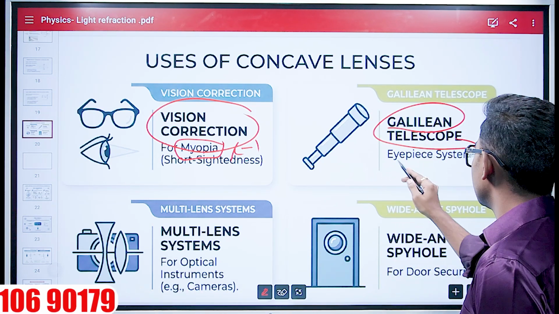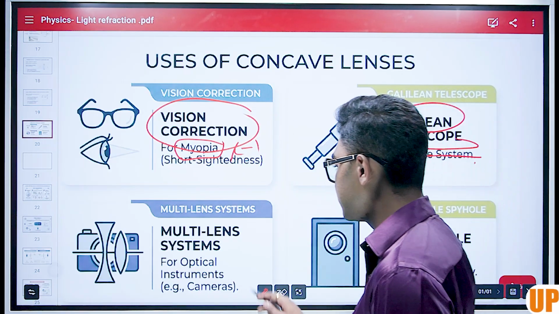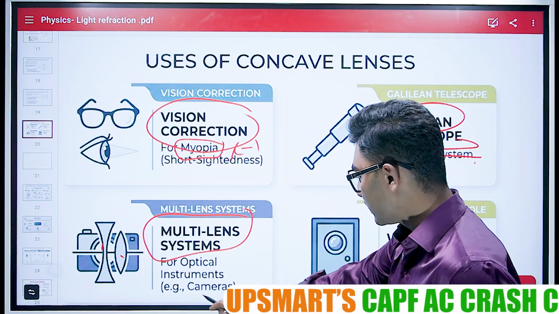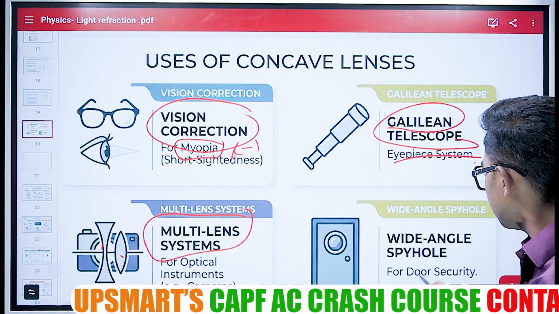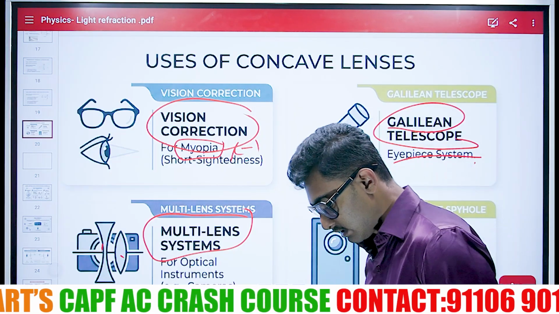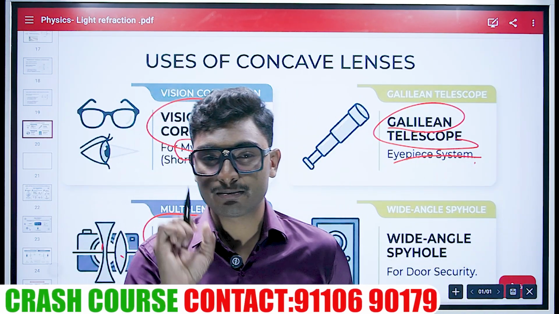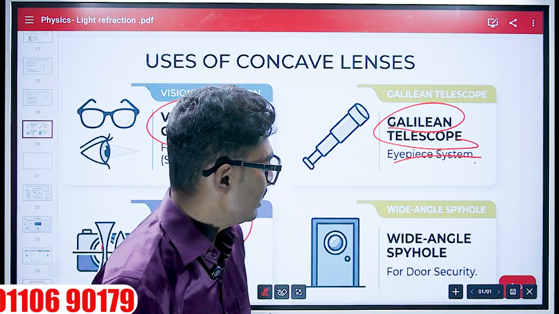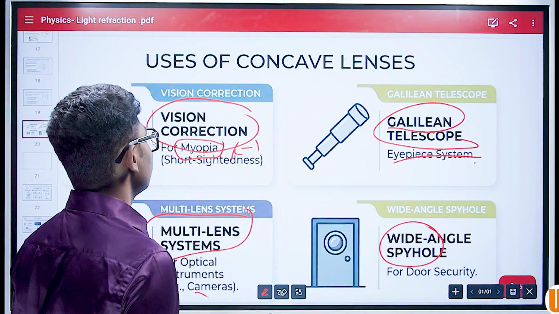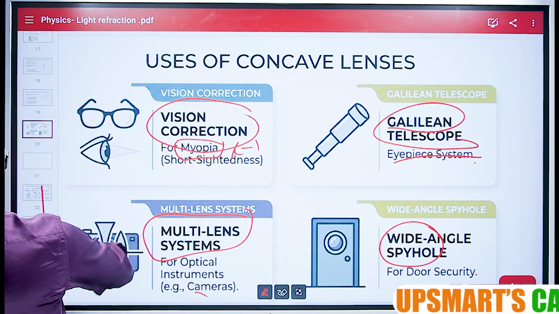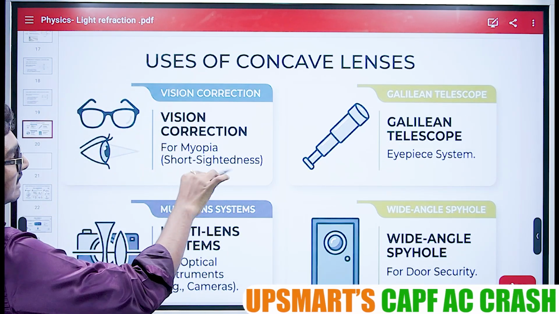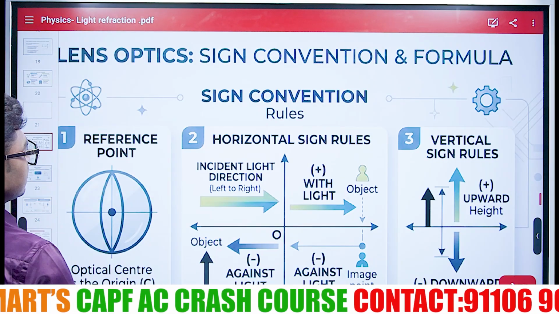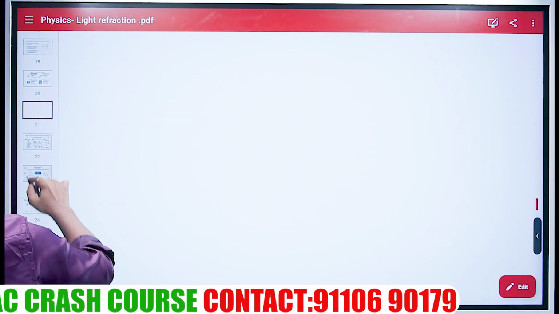Then Galilean telescopes, for the eyepiece system to see far objects. Then multi-lens systems like this. There will be many lenses for optical instruments and cameras. The wide angle spy hole for door. As you have seen in many houses, there will be a small hole. We can peek through it and see the outside objects in an enlarged way. For that it is being used. These are a few applications of the concave lens.